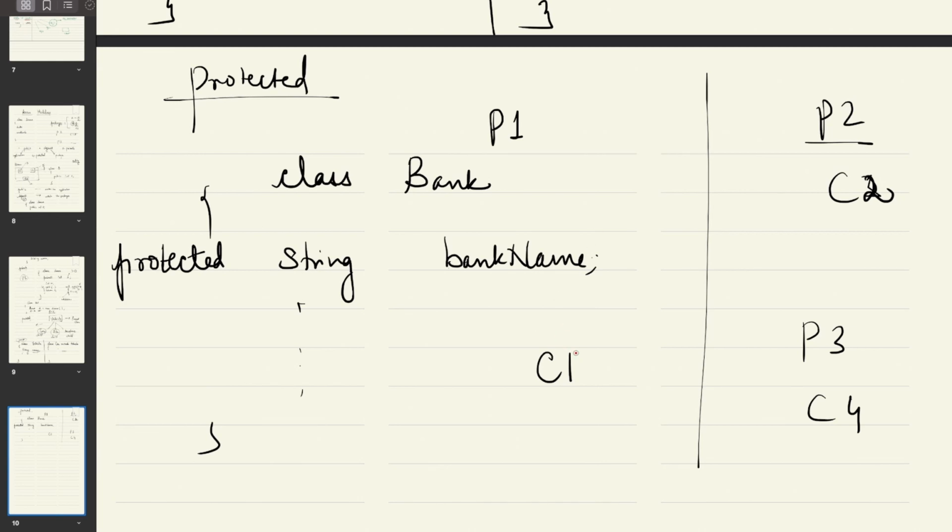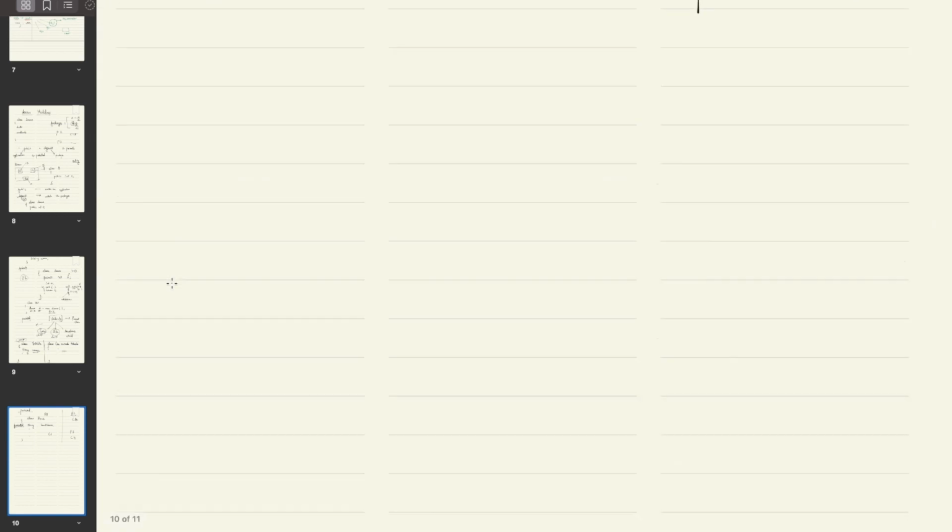In that case, no matter whether the child is present in the same package or a different package, if it is a child of the bank class, you want the bank name to be accessible. In that case, you can make this protected. So whenever you make certain data protected, it can be accessed by the child classes. So this is about protected. There are certain things we need to understand from an interview perspective. Let's try to understand the difference between public and default.